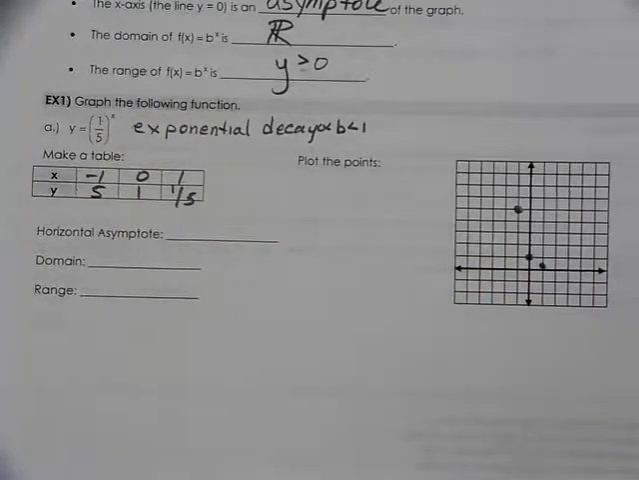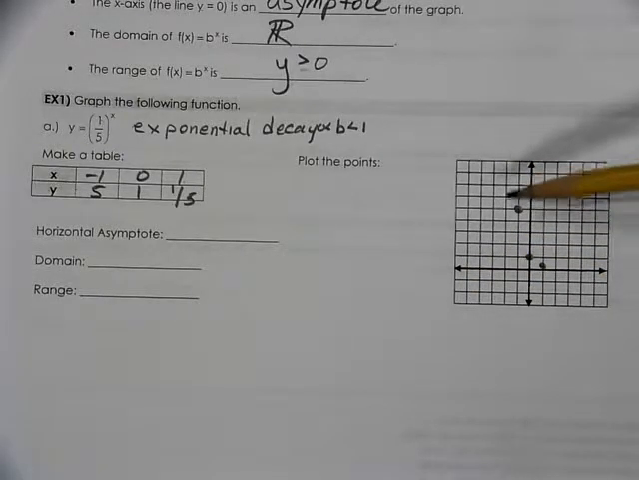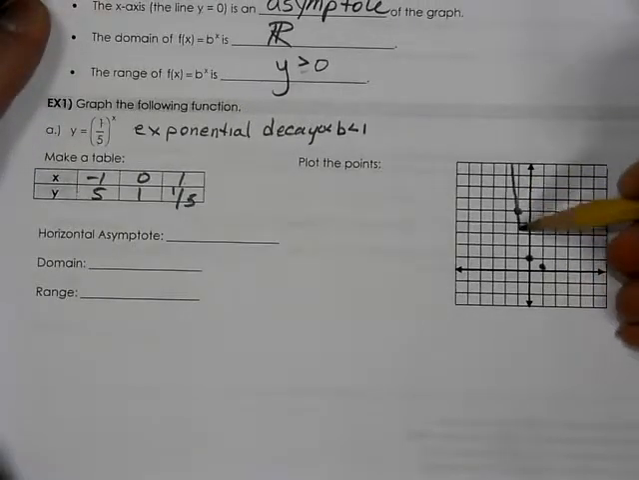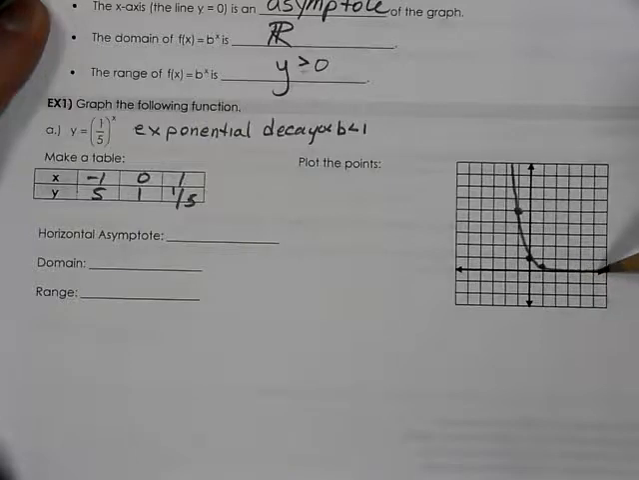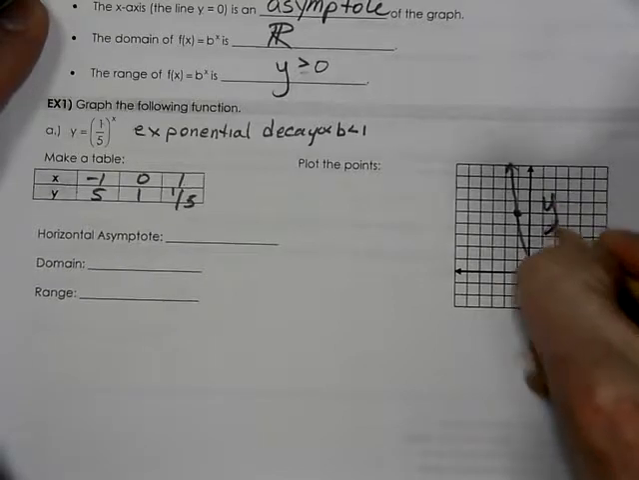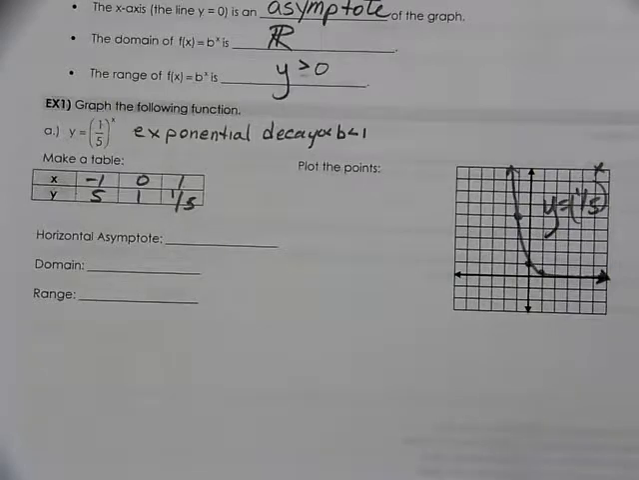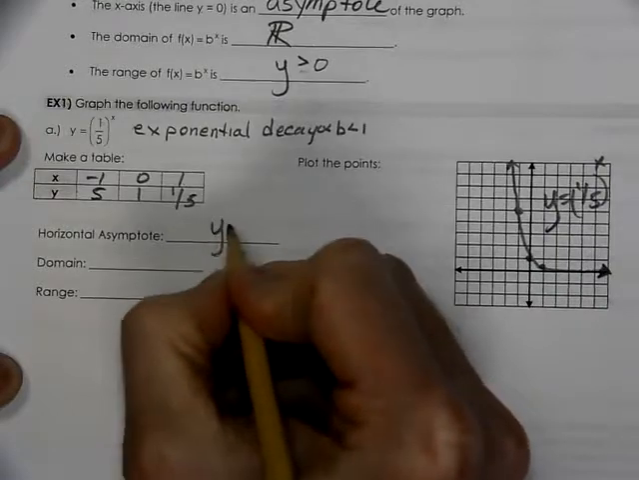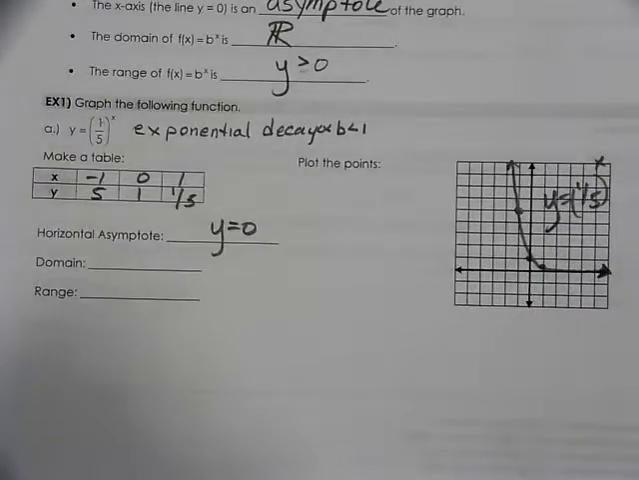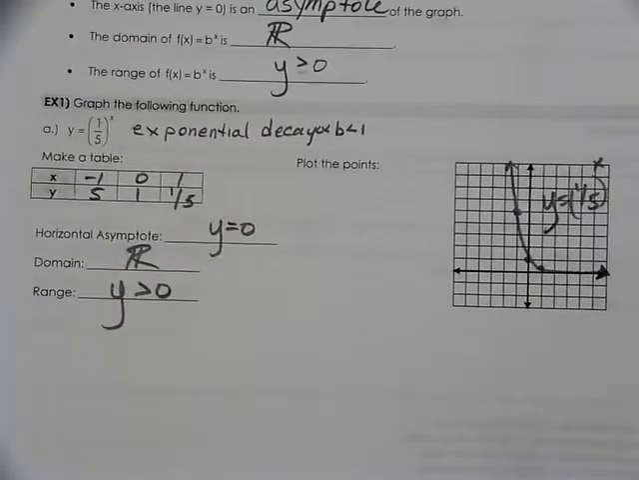We plot our points, and notice how these are different compared to the exponential growth. These are exponential decay. They're falling to the right. It'll approach the x-axis, but it'll never touch the x-axis. Then we always want to write the equation of the graph. The horizontal asymptote is y equals 0. Our domain is all real numbers, and our range is greater than 0.